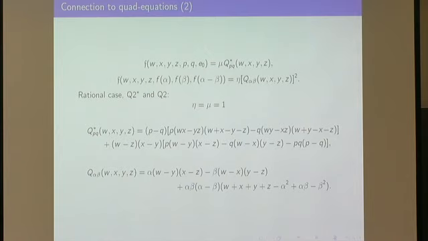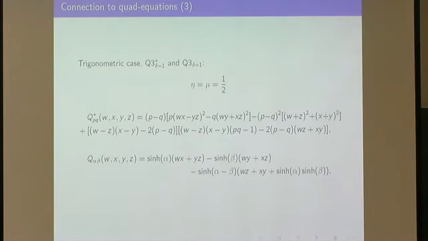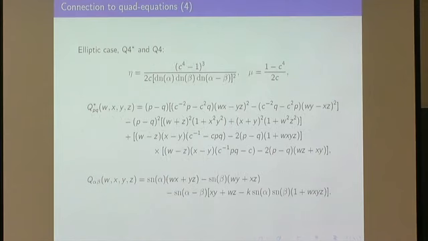And here the constants which appear in these formulae are just equal to 1. A similar thing happens in the trigonometric case. One obtains Q3 star and Q3 with delta equal to 1. And the same happens in the elliptic case. So this is Q4 and this is Q4 star. In this case, these constants eta and mu are slightly more complicated. So that's the connection back to the quad equations on the level of the polynomial.